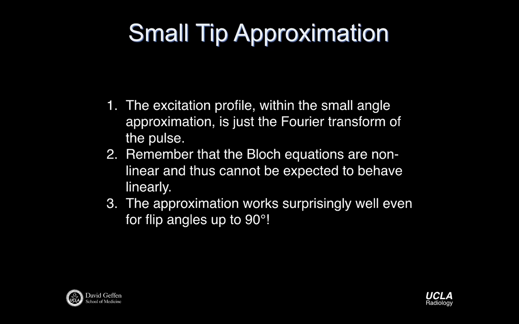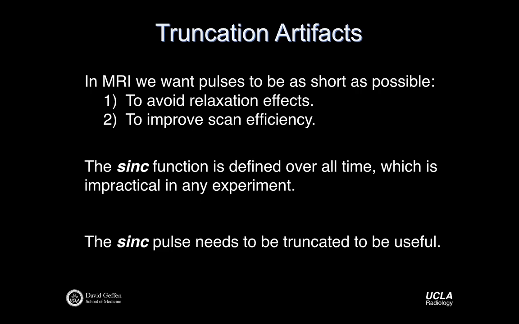I talked about this a little bit already. In MR, obviously, we want pulses to be as short as possible, in part to avoid relaxation effects. We usually ignore relaxation during excitation because it's short. And of course, we want short RF pulses because that'll help the overall sequence efficiency or scan efficiency. The sinc function, we already talked about this, is defined over all time, which is impractical for any experiment. And so the sinc function needs to be truncated to be useful.